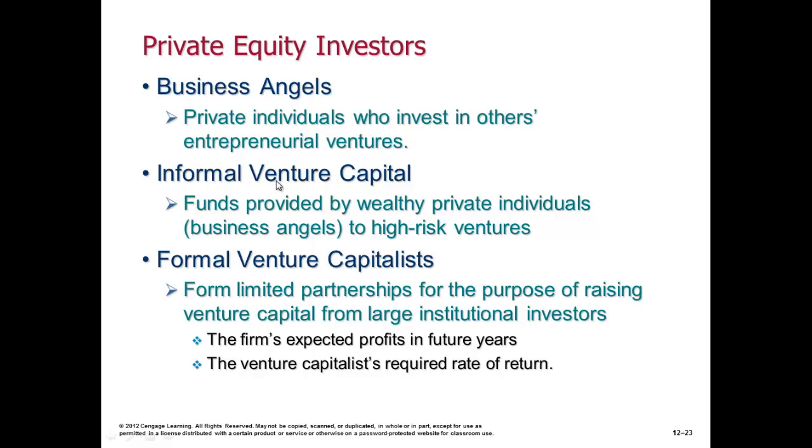There's also private equity investors, and we've already talked about these a little bit. Business angels. These are individuals who have made some money and they invest in others' entrepreneurial ventures. Typically, they'll specialize in two or three, and where they put their money. Informal venture capital again is private investments that some business angels make. These are business people who make quite a bit of money, and so they're willing to take on some high-risk ventures.